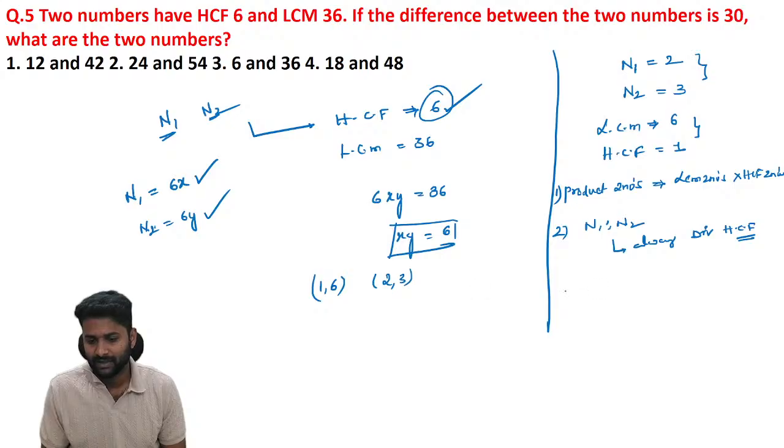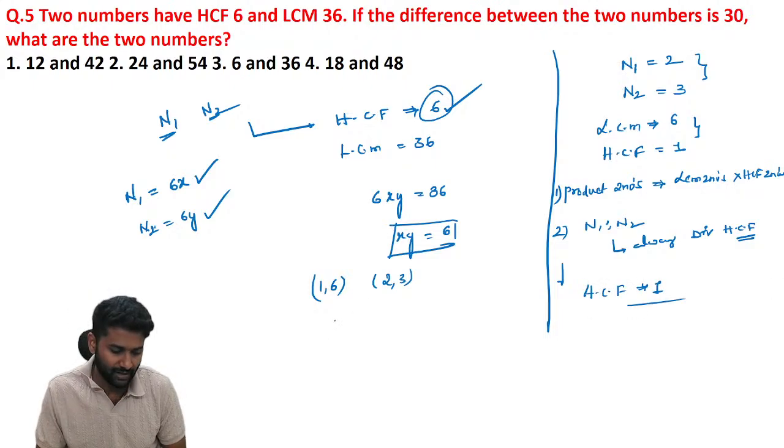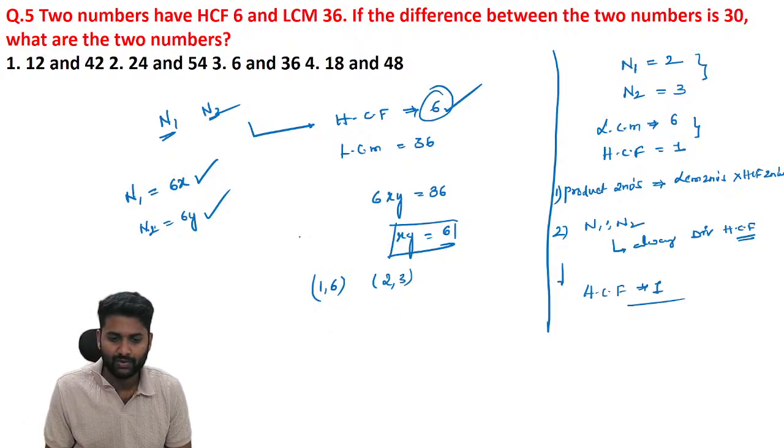And remember that if you go through that HCF concept, the highest common factor of these two numbers must be 1. Means for 1 and 6, the HCF is 1. Again, in the same way, for 2 and 3, the HCF is always 1. Now you can replace here.